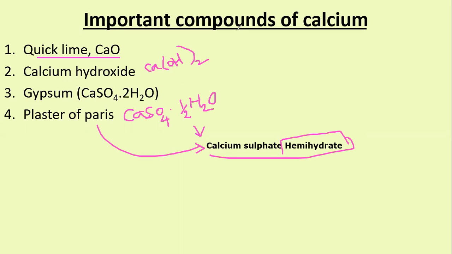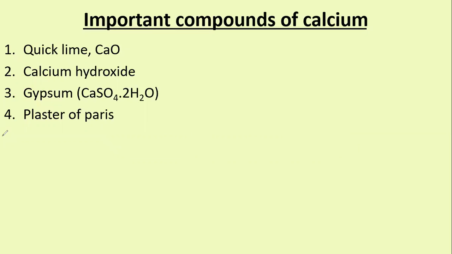Now, under important compounds of calcium, these 4 topics only we are going to see. The first is quicklime, second is calcium hydroxide, third is gypsum, and fourth is plaster of Paris. All are very interesting topics, and they coincide with our day to day life. We are all well aware of these terms. First we'll move on to calcium oxide, that is quicklime. Under this we are going to see its preparation, properties and uses, that is, its applications.